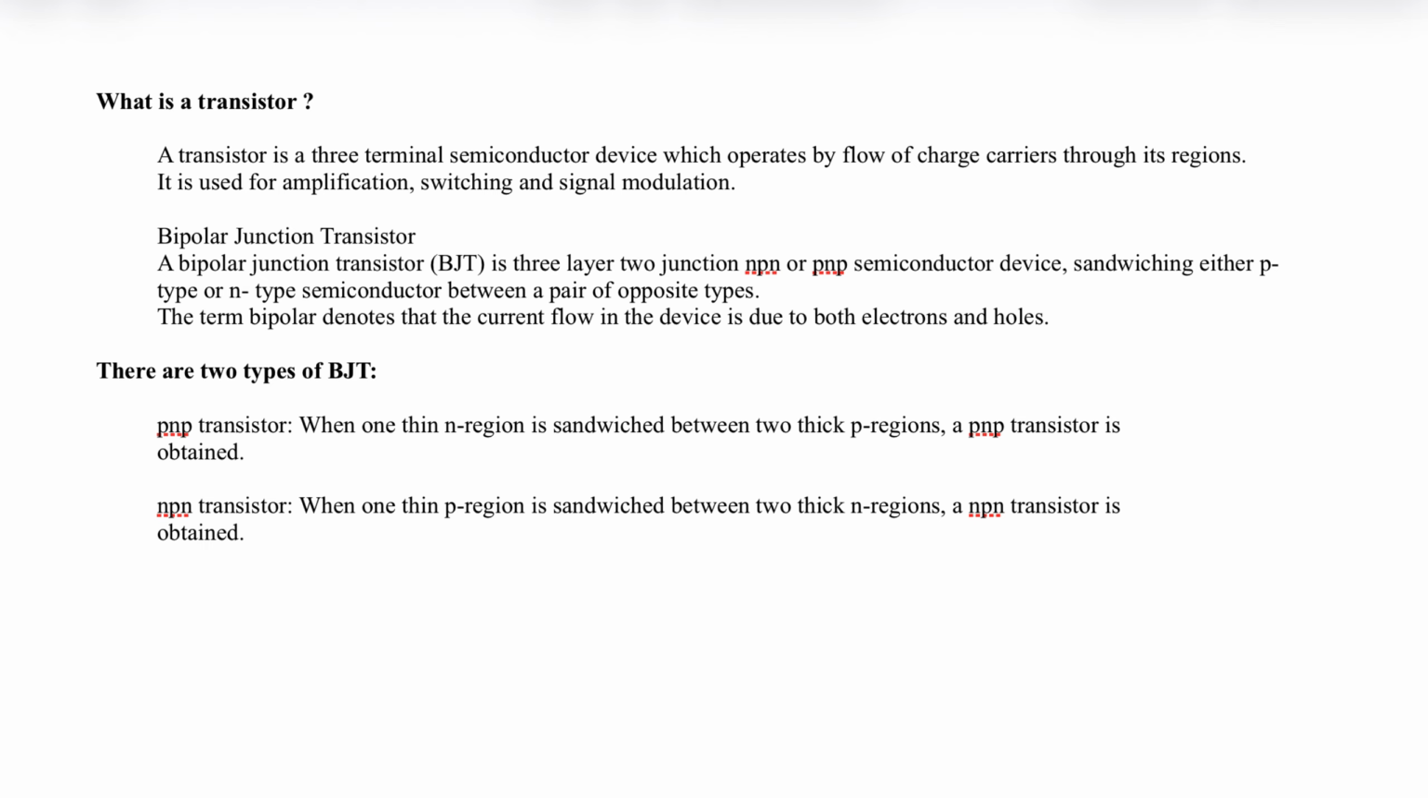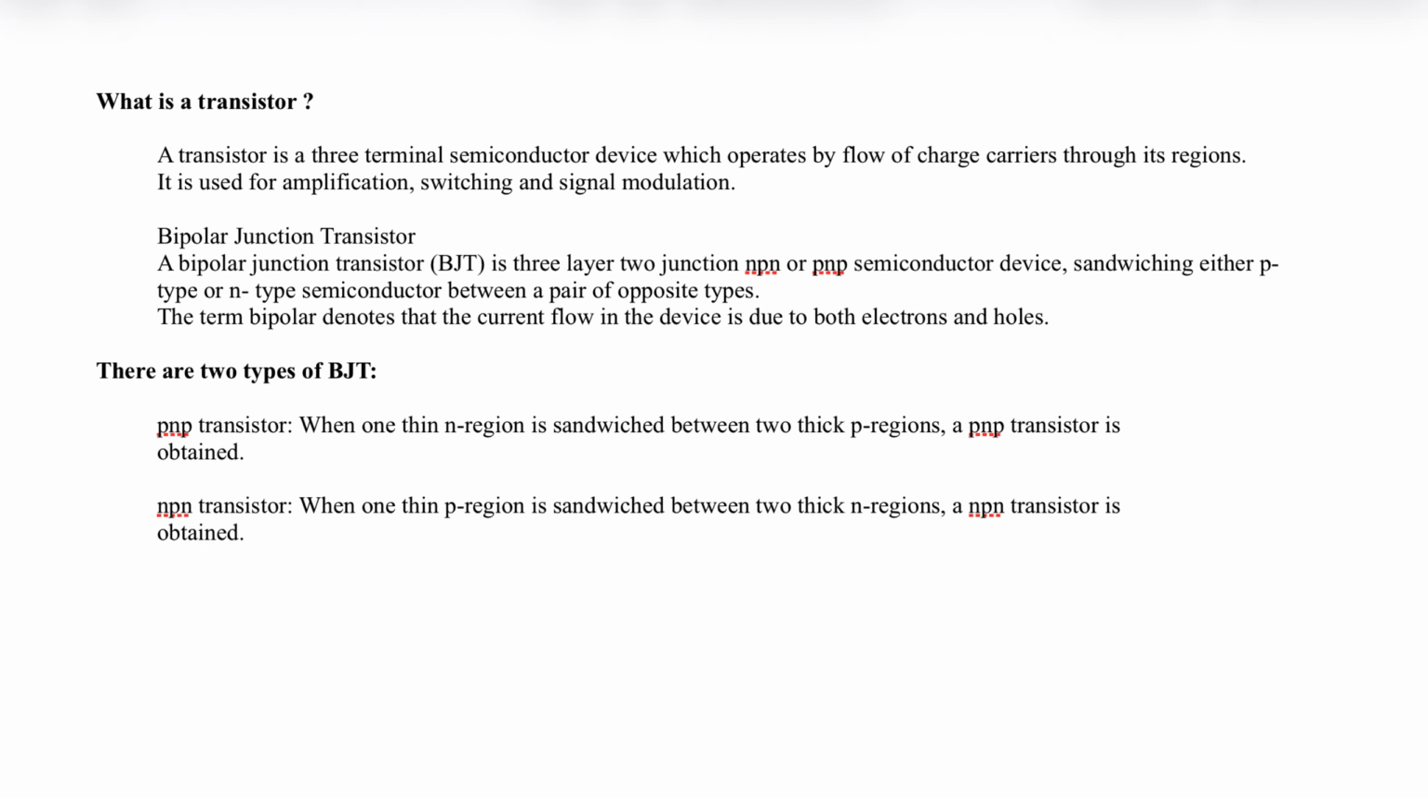Bipolar junction transistor. A bipolar junction transistor, BJT, is a three-layer, two-junction NPN or PNP semiconductor device, sandwiching either a P-type or N-type semiconductor between a pair of opposite types. The term bipolar denotes that the current flow in the device is due to both electrons and holes. There are two types of BJT.